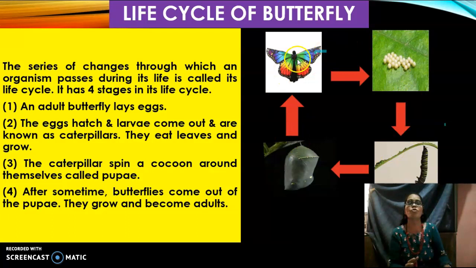First, an adult butterfly lays eggs. Then the eggs hatch and larvae come out, known as caterpillars. Then it eats leaves and grows. Now the caterpillar spins a cocoon. See children, the cocoon around themselves is called the pupa. After some time, butterflies come out of the pupa and they grow and become adults. So this is the life cycle of a butterfly.